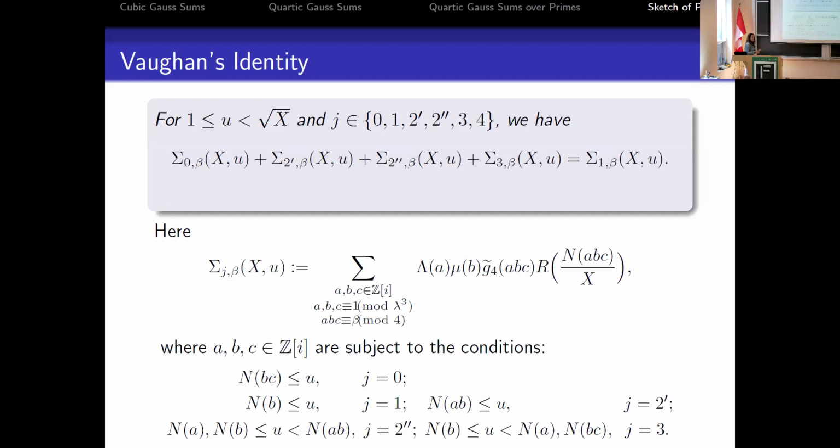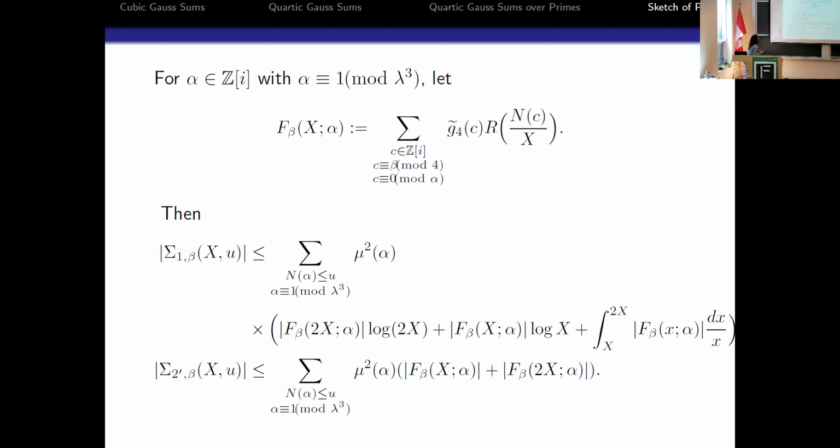That's how Heath-Brown uses it in his work on cubic Gauss sums. So Vaughan's identity is this relation right here. Now, as it turns out, we'll see in the next slide, sigma 0, if you just rearrange the sum, is really the sum we're looking for, that sum over primes. And sigma 1 and sigma 2 prime will be what we refer to as type 1 sums, and sigma 2 double prime and sigma 3 would be the type 2 sums. So a bit of notation here.